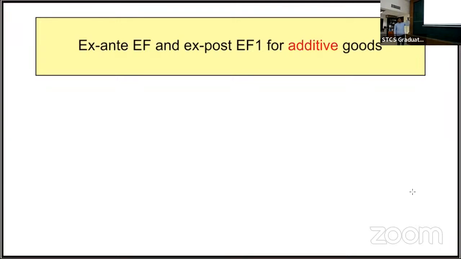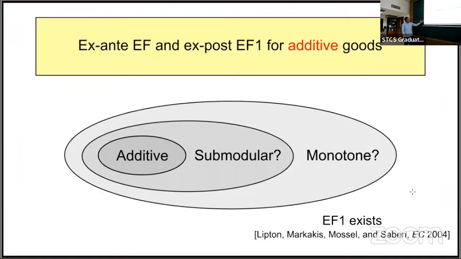There are various ways in which we can think about extending this result. First of all, as Vaish was asking, why are we focusing only on additive? We should think of more general valuation classes. These are some of the more popular ones in the literature. Additive sits right here; it is a somewhat restricted valuation class. There are generalizations such as submodular, then subadditive, and then monotone. Monotone is the most general when it comes to goods.